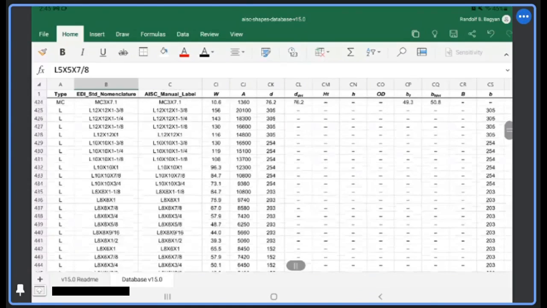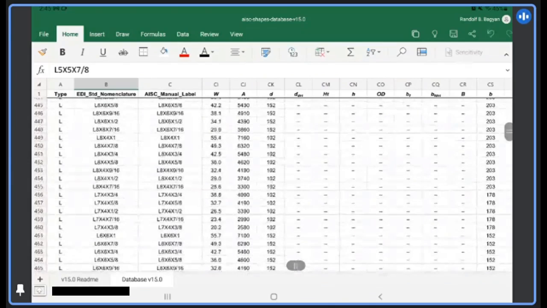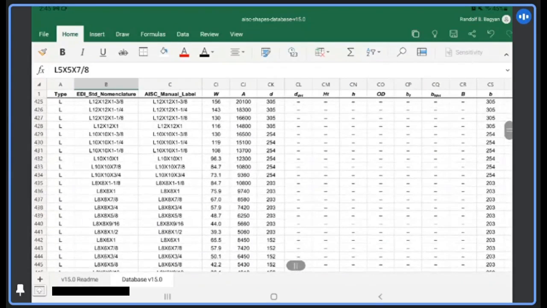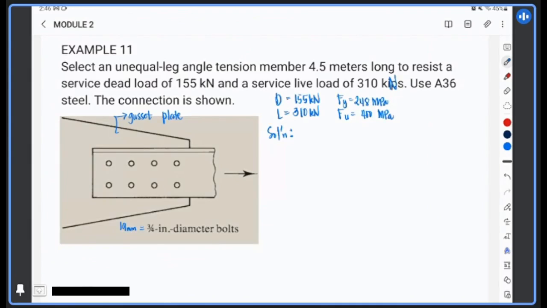Alright. So this is the section database. I hope everybody has downloaded this worksheet. Nasa SIAS natin. So select an unequal leg angle tension member, 4.5 meters long. I will write the length. Length is equal to 4.5 meters, or that's 4,500 mm.